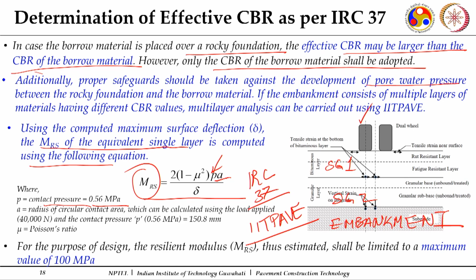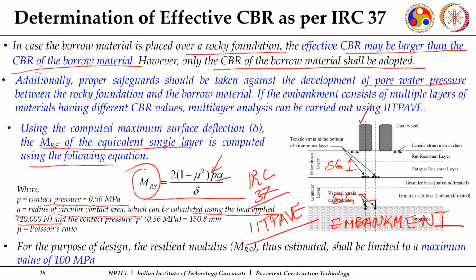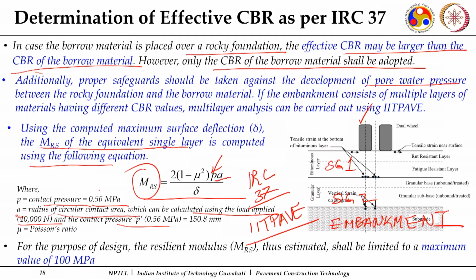I am trying to work out the effective resilient modulus, and here it says what should be the radius of the circular contact area, which can be calculated. The load to be considered is 40 kN, because we consider a standard axle load of 80 kN. So, we are considering the single wheel load of 40 kN and a contact pressure of 0.6 MPa. You get a contact area radius of 150.8 mm.